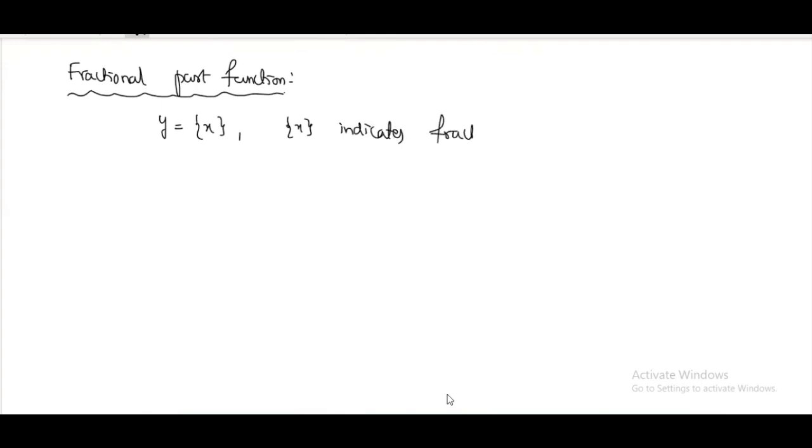Fractional part function. So what is the fractional part function? Whatever value of x you substitute, you get the output as a fractional number. It is generally denoted by y equals {x}, where the flower brackets of x indicate the fractional part of x. This can be written as y equals x minus [x].